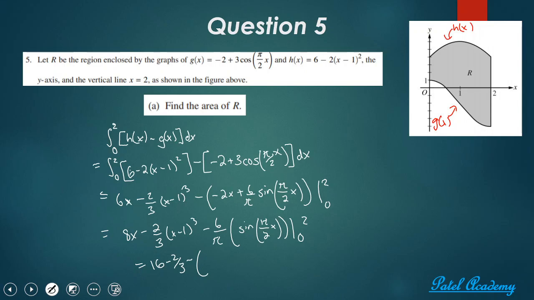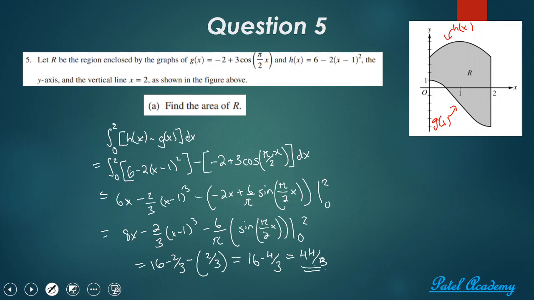When I put in the 0, 8 times 0 is 0, I get x minus 1, so 0 minus 1 cubed will become negative 1 times negative 2/3, which would become positive 2/3. And then minus, this expression will again go to 0 because sine of 0 is 0. So I get minus positive 2/3. So in the end, I get 16 minus 4/3, which is equal to 44 over 3.